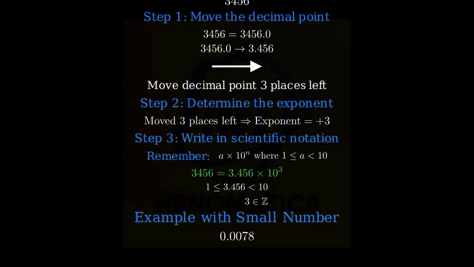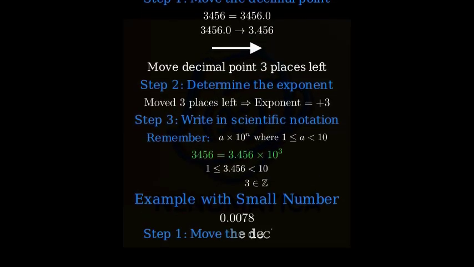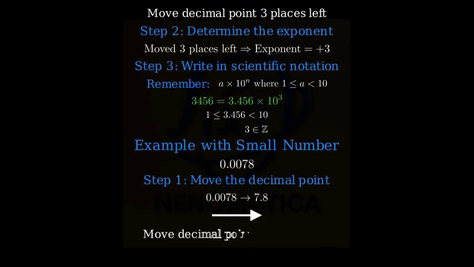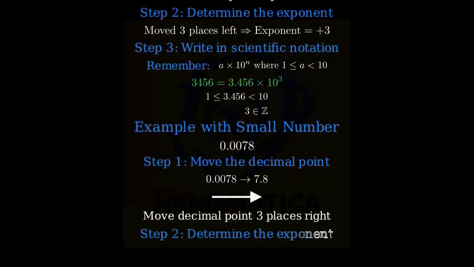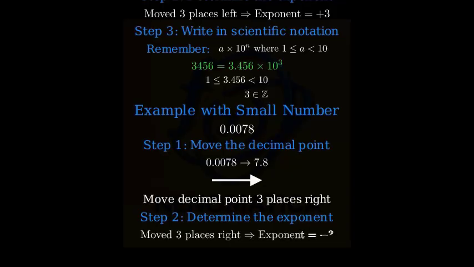0.0078 to scientific notation. Step 1. Move the decimal point to get a number between 1 and 10. For 0.0078, we move the decimal point right by 3 positions, giving us 7.8. Step 2. Since we moved the decimal point 3 places to the right, our exponent will be negative 3.